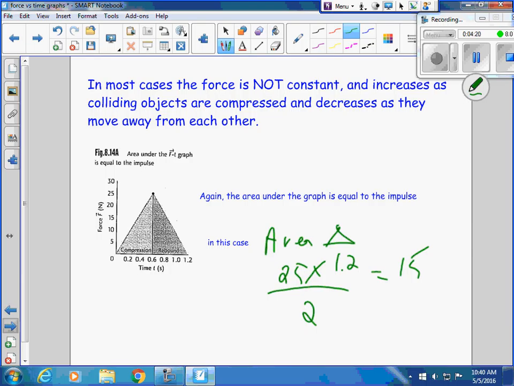Yeah. 15 what, Mustafa? What's the unit for impulse?